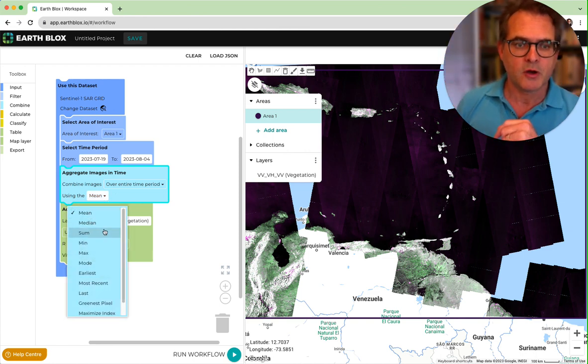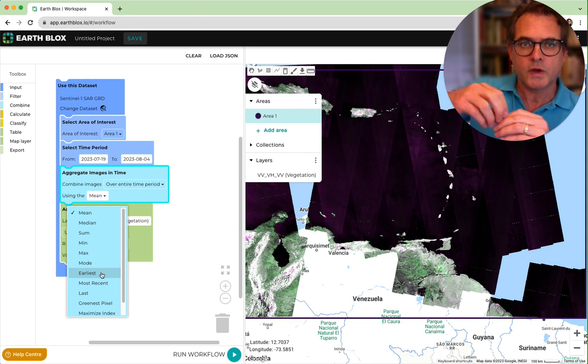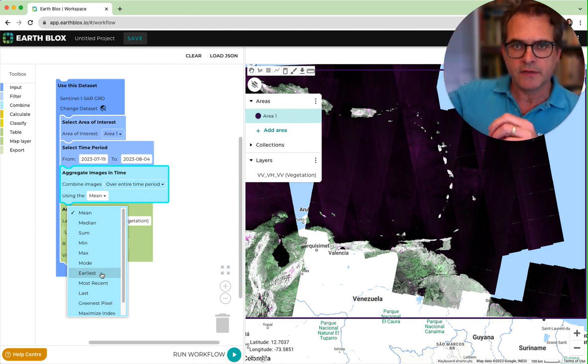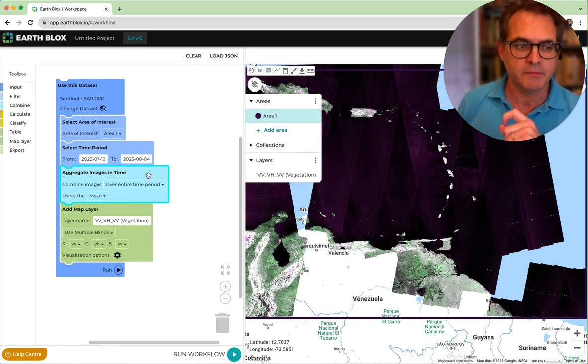We've got multiple options here though. You can take the median, the sum, minimum and the maximum. You can also use the earliest or the most recent or the last. And so you can choose which of those pixel values is the one that's in the final image. And that's what the aggregate images in time block does.